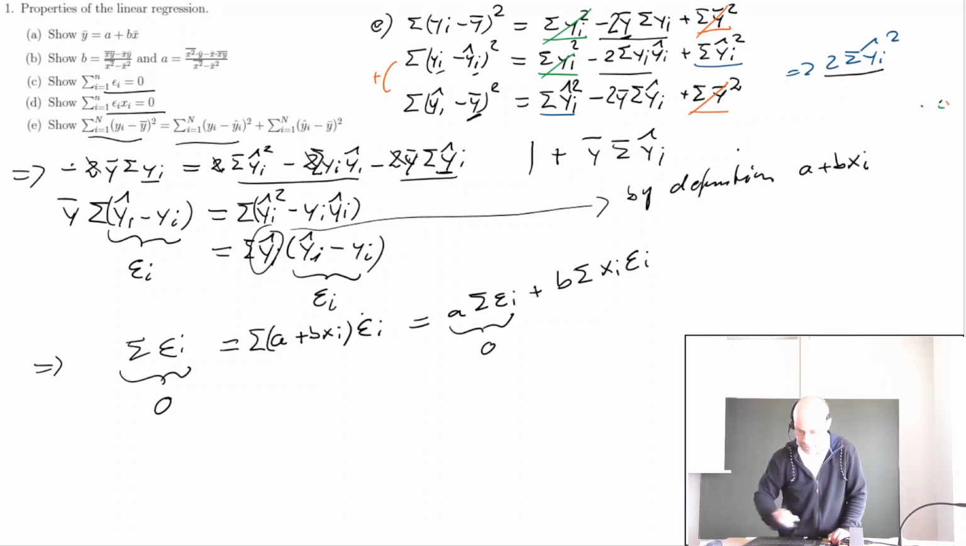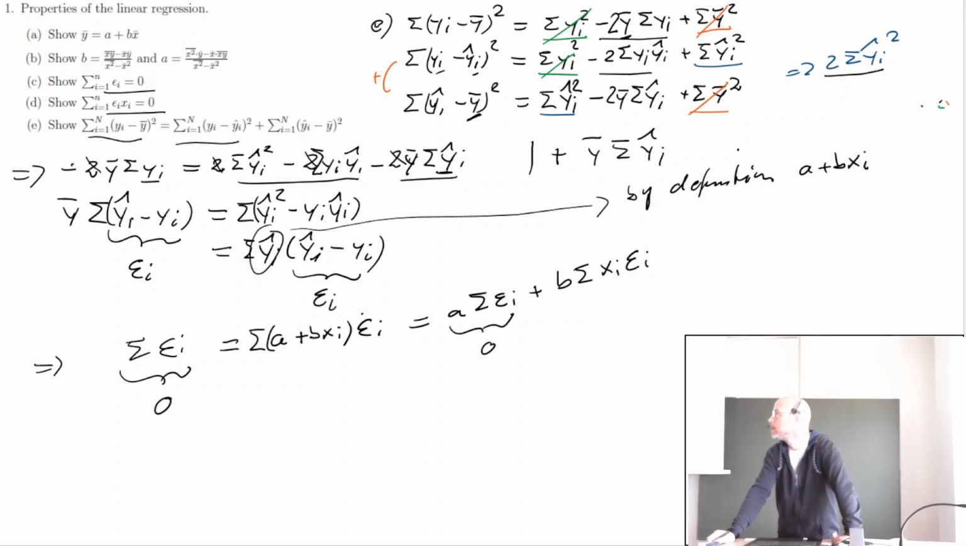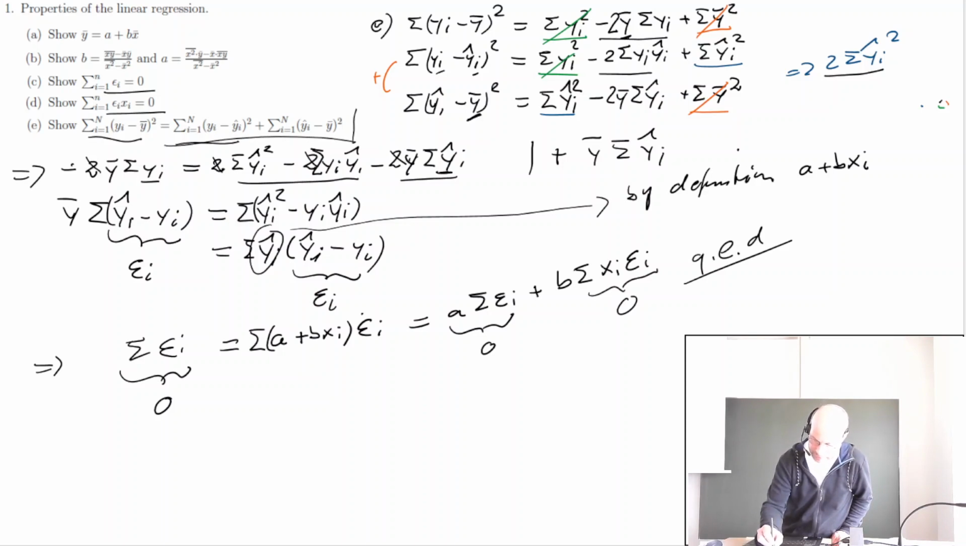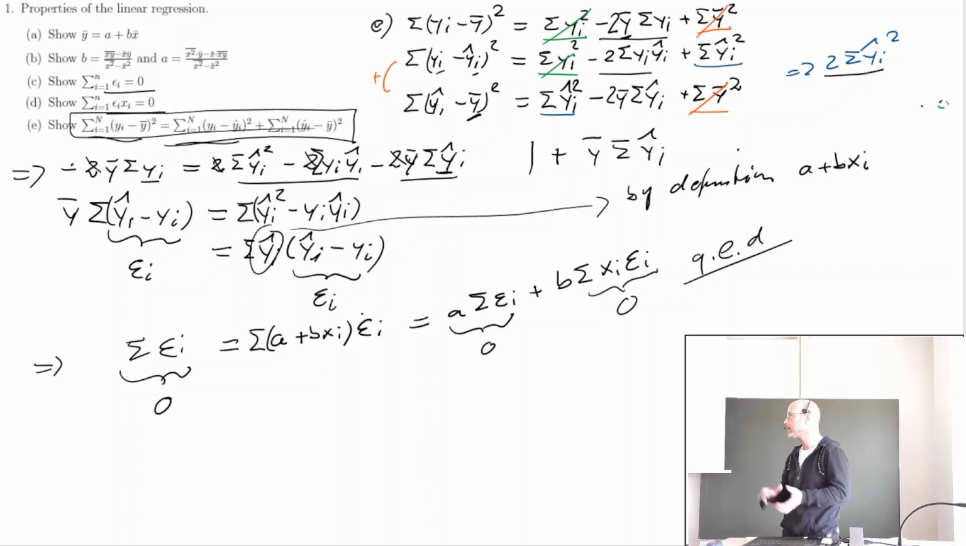And we know from D that the weighted sum of all errors weighted with x is also 0. And thus we have shown that we can really split the total variance in the explained and the unexplained variance. And this is a very fundamental result, because then we have a real good interpretation for the linear regression.